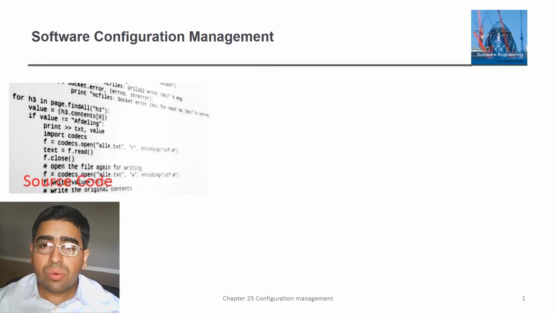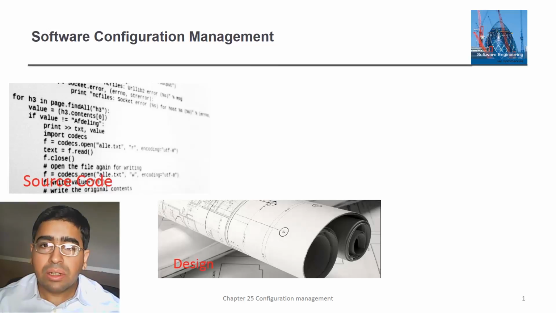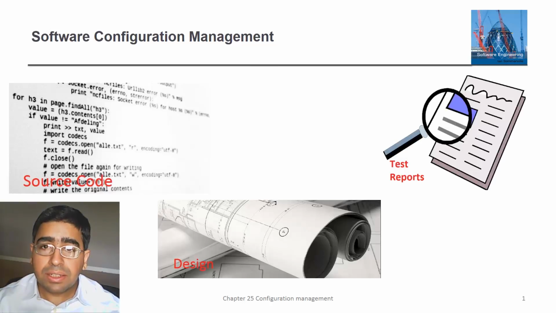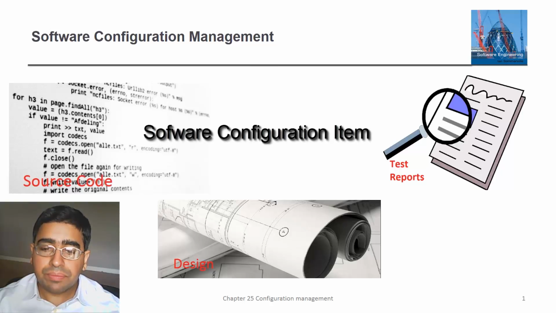It is not just code that can be managed by configuration management, but anything associated with a software project that could include design, source code, testing data, documentation, etc. can be placed under configuration control. The technical term for any item placed under configuration management is software configuration item.